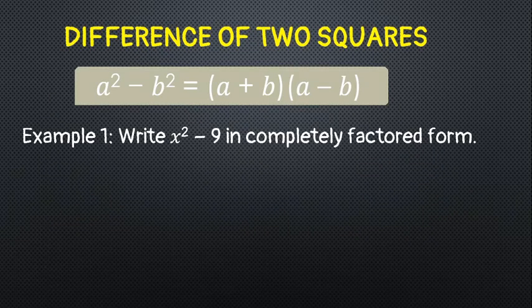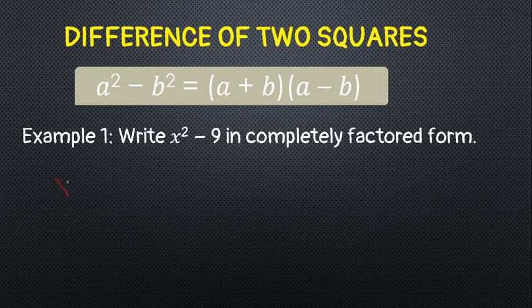So let's have now an example of difference of two squares. Write x squared minus 9 in completely factored form. So let's check first if the given is a difference of two squares. First, 9 is a perfect square. The exponent of the variable x is an even number, which is 2, and the sign between the two terms is minus. So meaning we can now factor it as difference of two squares.